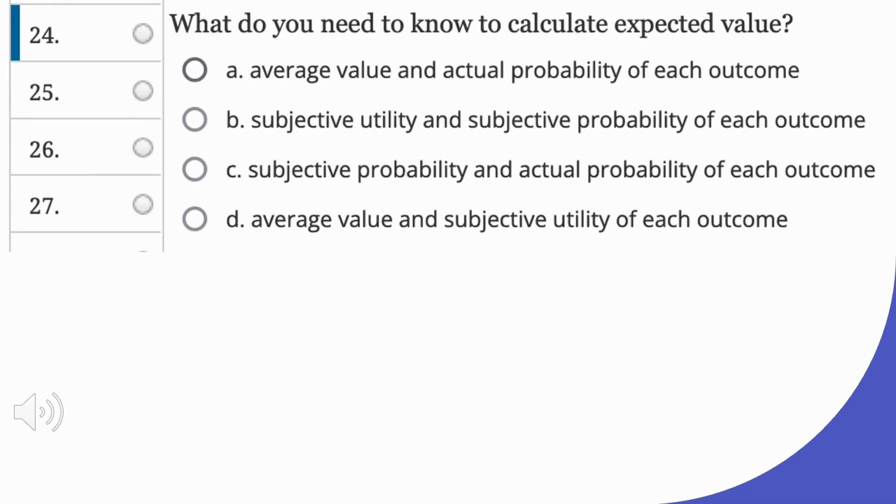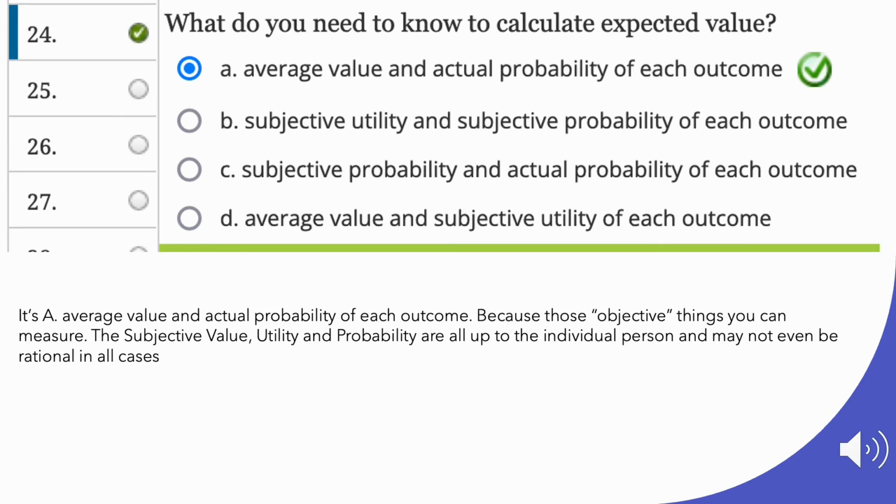Question 24. What do you need to know to calculate expected value? A. Average value and actual probability of each outcome. B. Subjective utility and subjective probability of each outcome. C. Subjective probability and actual probability of each outcome. D. Average value and subjective utility of each outcome. It's A. Average value and actual probability of each outcome, because those are objective things you can measure. The subjective value, utility and probability are all up to the individual person and may not even be rational in all cases.